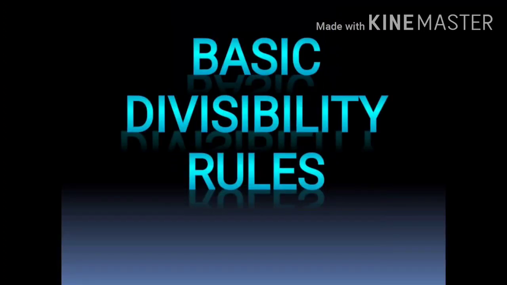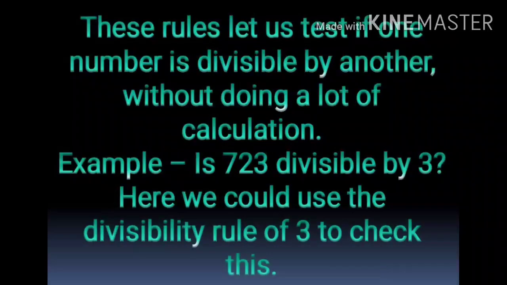So, let's get started. Basic divisibility rules. These are the rules that let us test whether a number is exactly divisible by another number without doing a lot of calculations. We don't need to do any kind of calculation for this. These are the rules that let us test whether the number will be exactly divisible by another number or not.